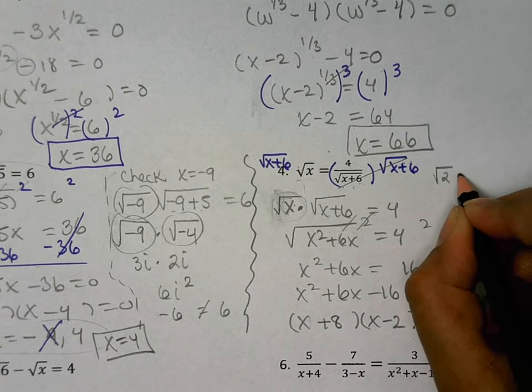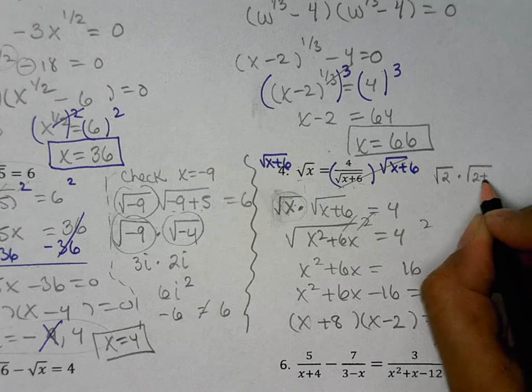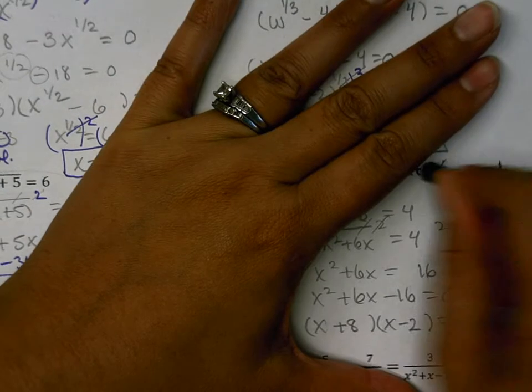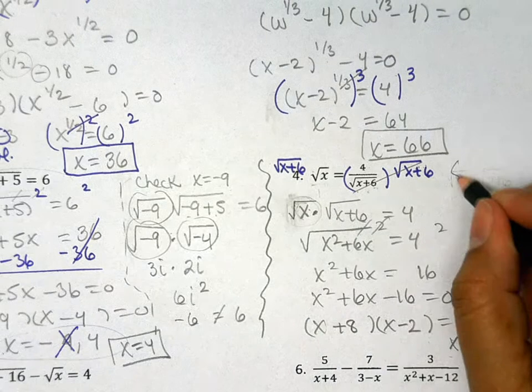So you have root 2 times the square root of 2 plus 6, and we're trying to get it to equal, oh, nope, I'm sorry. Original problem.